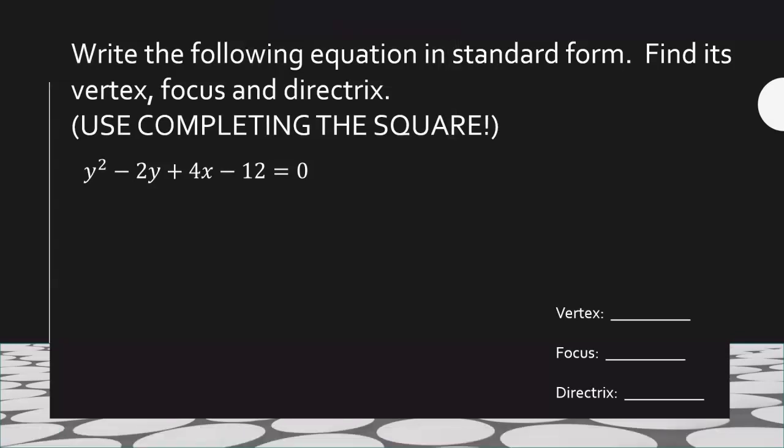So I want to get the squared term and any other terms that are the same as that one on one side of the equation, and then anything that's not squared on the other side. So our squared term in this is y. So we're going to have y squared, and we're going to keep the 2y with it. And then on the other side, I want to get rid of what's not related to the y, which would be the 4x and the minus 12. So I'm going to subtract 4x from both sides, and I would add 12 to both sides.